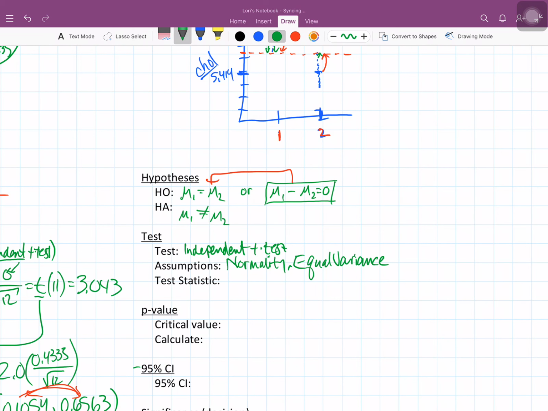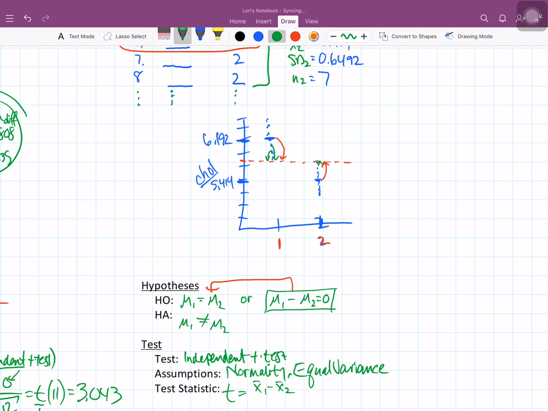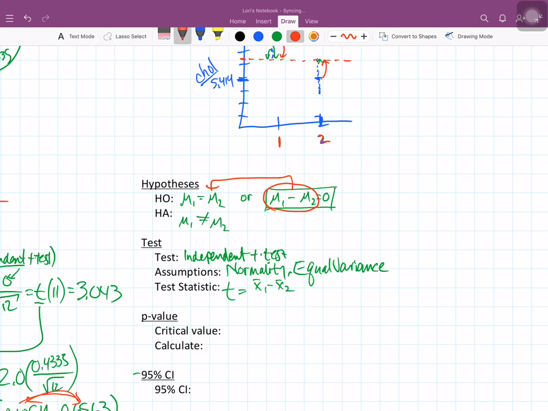So now we not only have normality, but we also have equal variance. The test statistic that we are calculating looks a tiny bit different than what you've looked at before. I'll write it here, and again we're doing a t statistic. So t equals x bar 1 minus x bar 2, divided by the standard error of x bar 1 minus x bar 2.